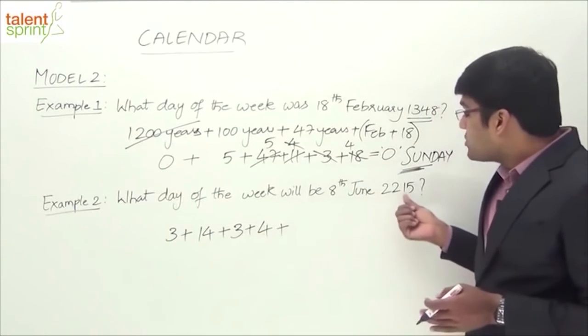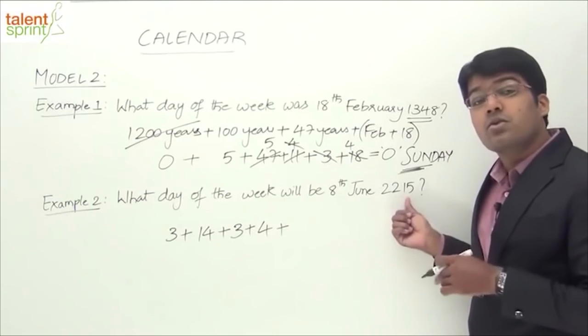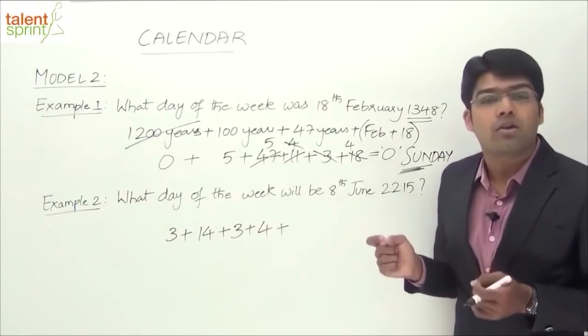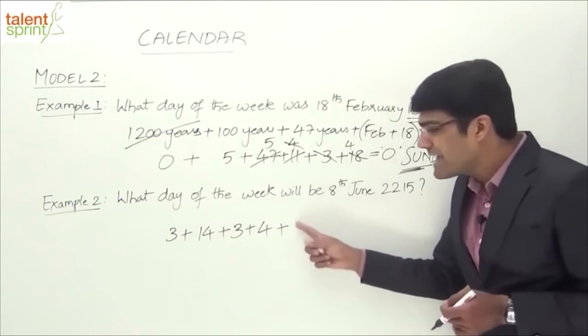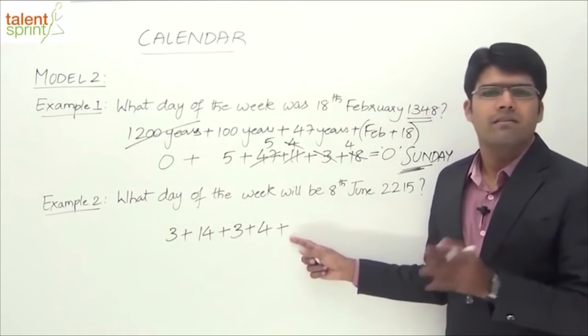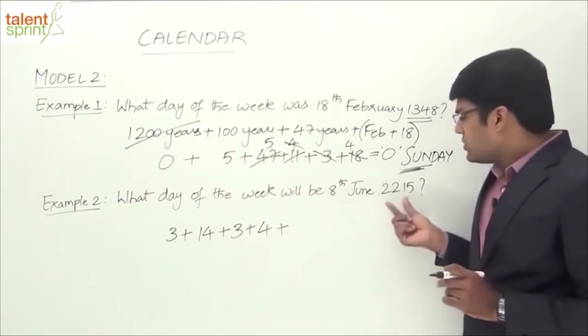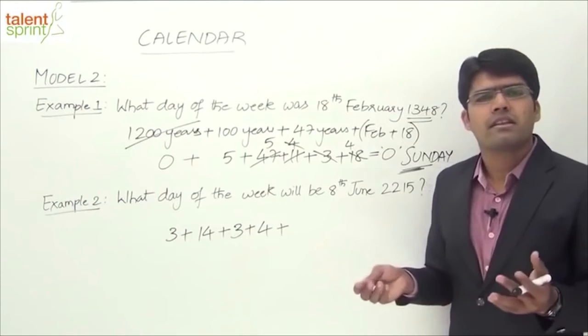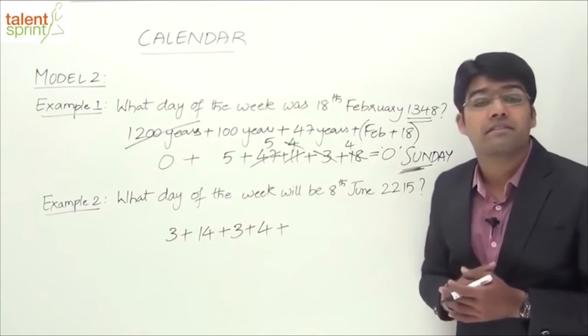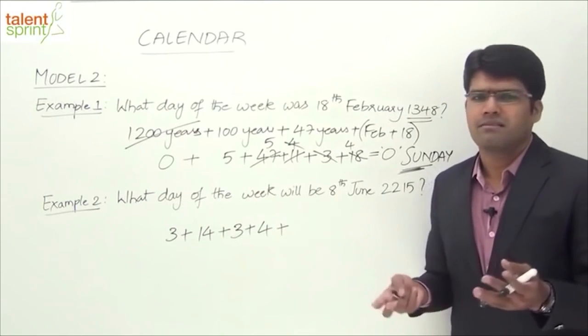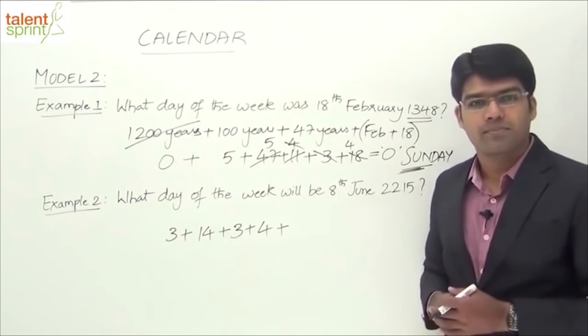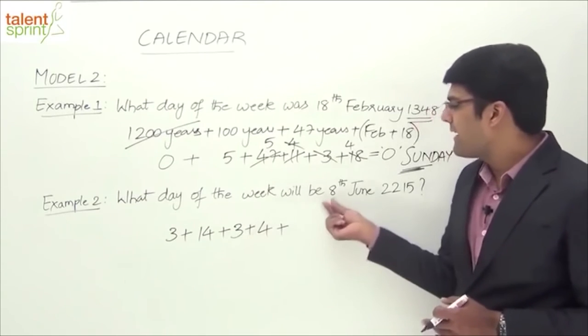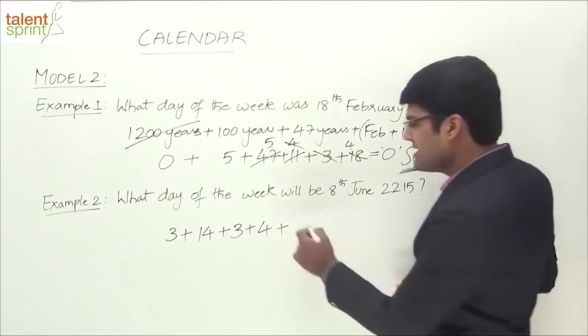Now we also need to check whether the year 2215 is a leap year or an ordinary year. If it is a leap year, we'll take plus 1. Otherwise, we'll just proceed with the date. Now 2215 is an ordinary year because 15 is not divisible by 4. Ordinary year means there will not be any extra day. So the month code is over, and finally we have to take the date, which is 8.